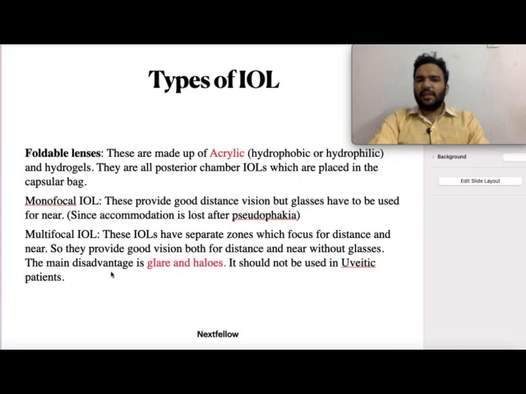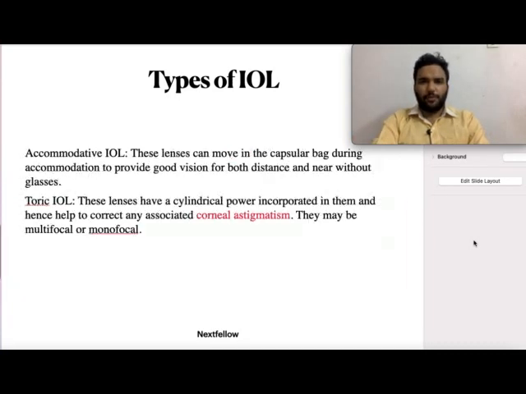The main disadvantage is glare and halos. This is why in uveitic patients we don't give multifocal. We don't prefer multifocal because of the glare and halos. So we prefer either a rigid IOL with heparin coating or a monofocal foldable lens. We can try, but multifocal is not always preferred.